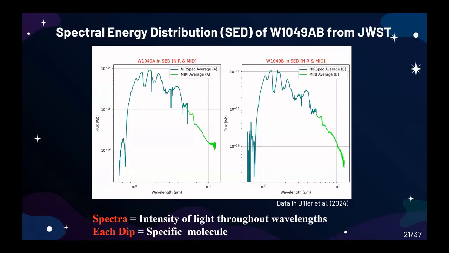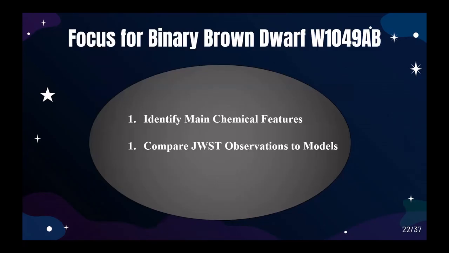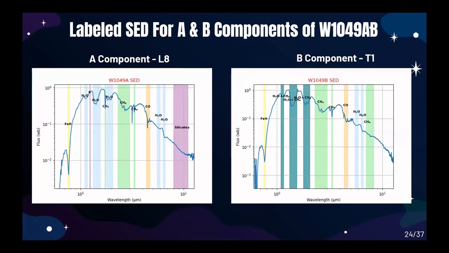So going back to the spectral energy distribution that I was talking about, when we collect the telescope data, we're able to see where it peaks and also those dips within it. The focus of my project was to identify the main chemical features within the brown dwarf binary system and also compare those observations with atmospheric models. For the A component, we found that we should see those silicate materials since it is an L8 brown dwarf. And in the B component, we found that there are no silicate materials within it, as expected since it is a T1 brown dwarf.